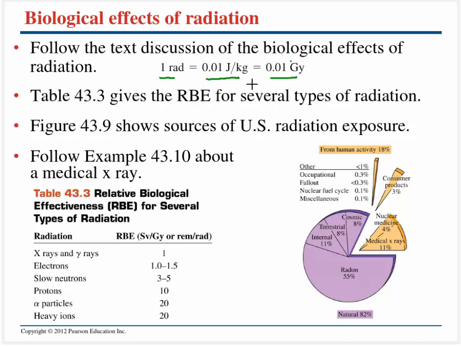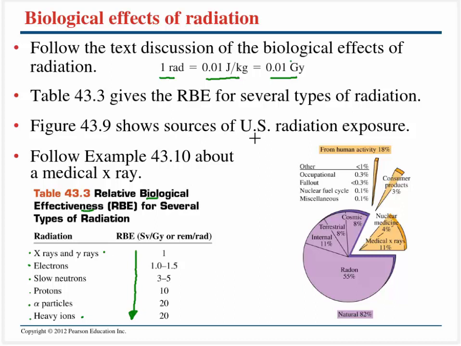What we have to do is talk about radiation and realize that different radiation is going to affect us differently. So we can talk about a biological effectiveness for several types of radiation. We talked about X-rays, electrons, slow neutrons, protons, alpha particles, and heavy ions. You can see that the relative biological effectiveness gets larger and larger. Essentially we're talking about how bad some types of radiation are for you. X-rays, we use those on ourselves. They're really not too awful bad for you compared to things like heavy ions.